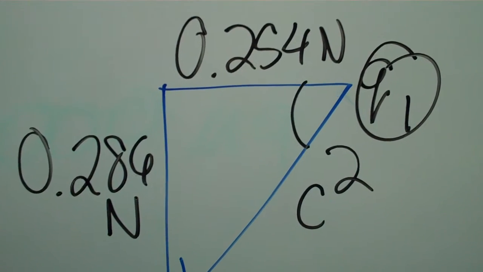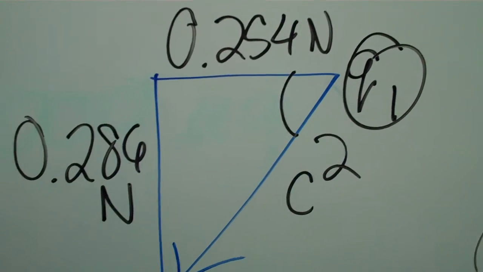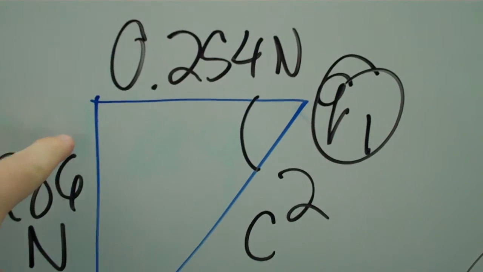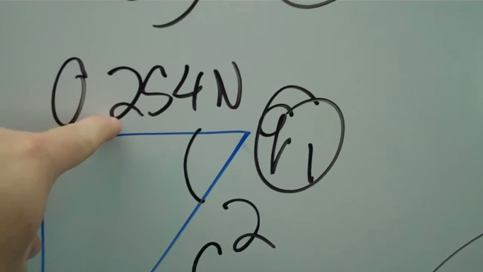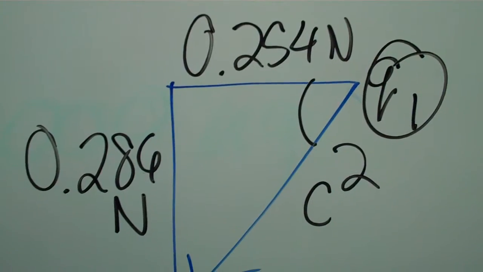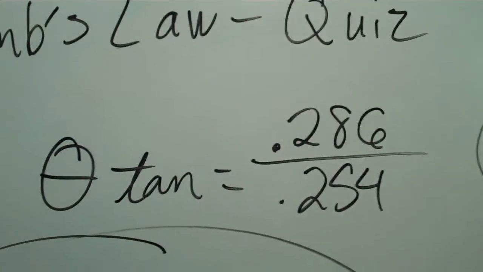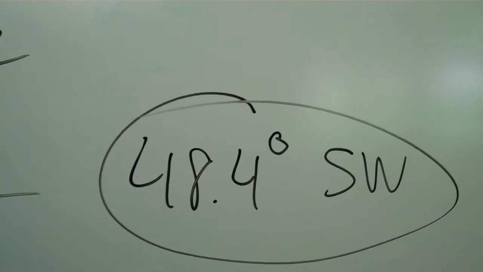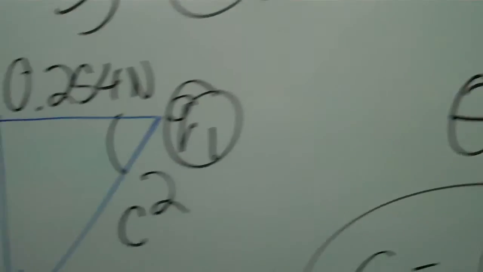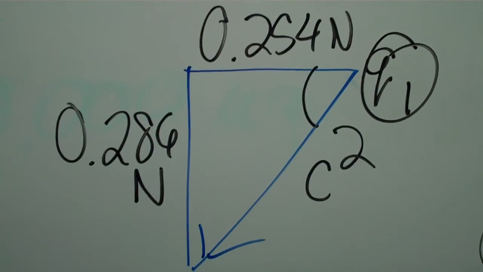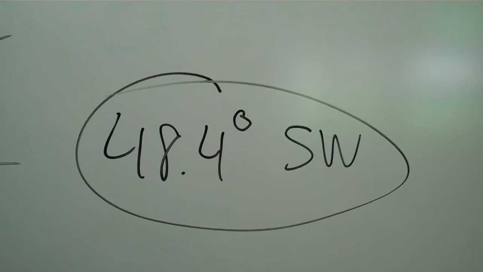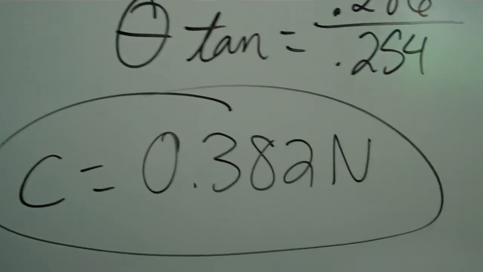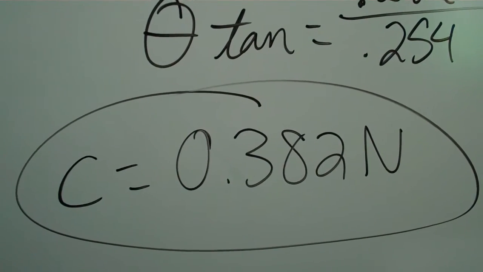So now I can find the angle by doing the arctangent, because tangent equals opposite over adjacent, and that's what I have here. So this would be the opposite from that angle. This side would be adjacent. So I have to do the arctan of 0.286 divided by 0.254 to get my angle. When I do that, I get 48.4 degrees, and it is going in a southwesterly direction. So to end up, we are going 48.4 degrees in a southwesterly direction with a force of 0.382 newtons.